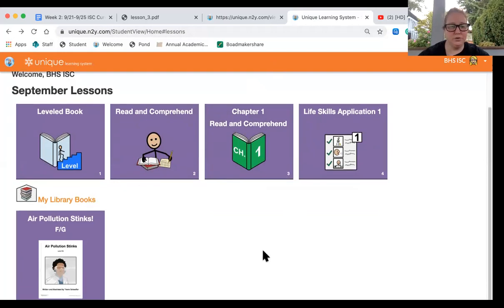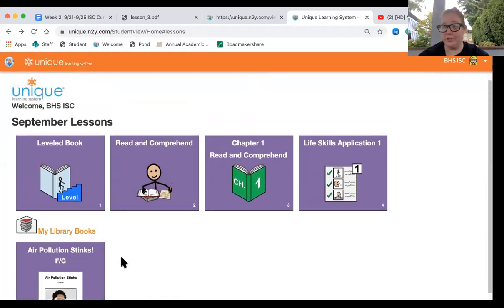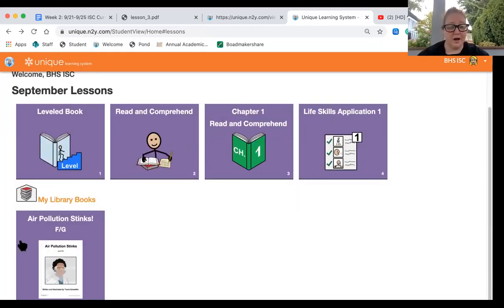And then also, so you know, after our science lesson today, this is the book you'll be reading. It's in your library book area in the Unique Learning Snowflake. So this is under the snowflake side. And here's the air pollution. We're going to talk about air pollution later today.